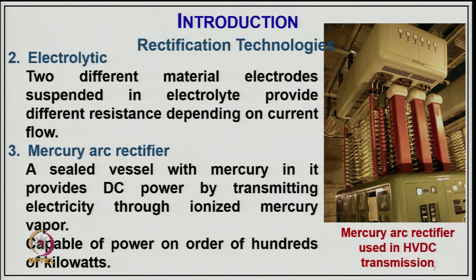That was first the electrolytic rectifier, where two different material electrodes suspended in electrolyte provide different resistance depending on the current flow. That was the first technology to convert AC to DC, and later on people used the mercury arc rectifier. A sealed vessel with mercury in it provides DC power by transmitting electricity through ionized mercury vapor, capable of power of the order of hundreds of kilowatts. It was initially used, but losses were higher, and you require a gate signal for controlling also. But of course, it was used in the first generation of HVDC transmission, like in Europe.